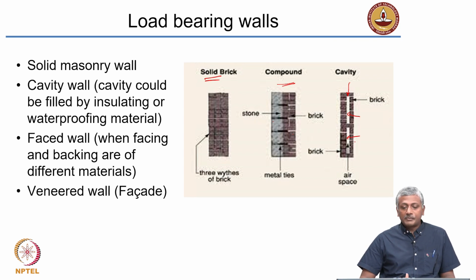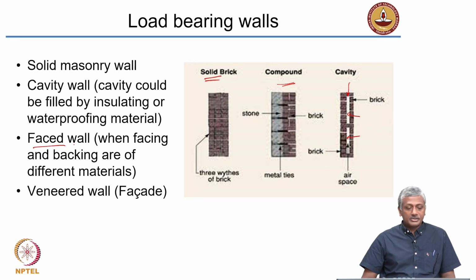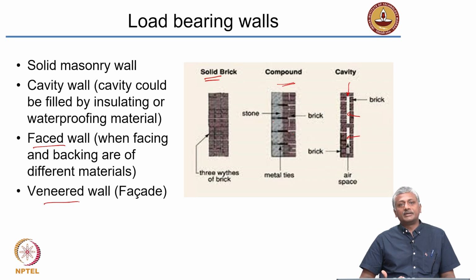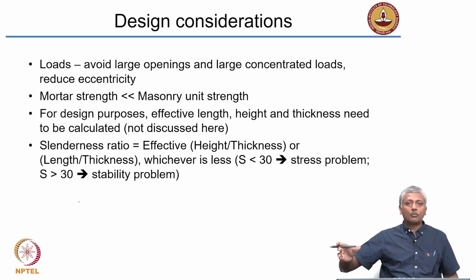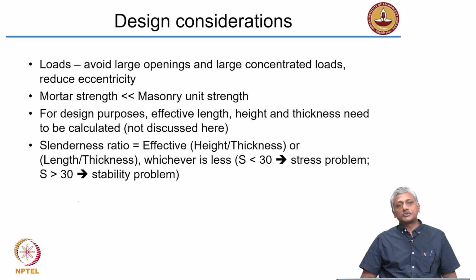So there are other examples of load bearing walls also, a faced wall where facing and backing are different materials like composite walls or compound walls, veneered walls where you use a facade. Okay. I showed you earlier about a veneered wall which can be made with modern materials where you had a concrete block wall and there was an air gap and some barriers, vapor barriers and all that. Then there was a veneer or a facade which was made with a brick wall. Okay. So all these are examples of different types of walls. Now how do we design these walls?